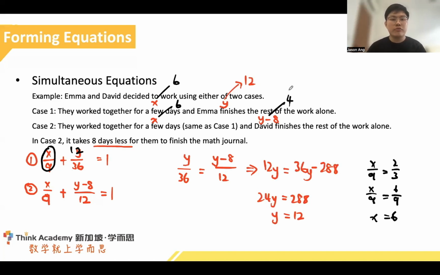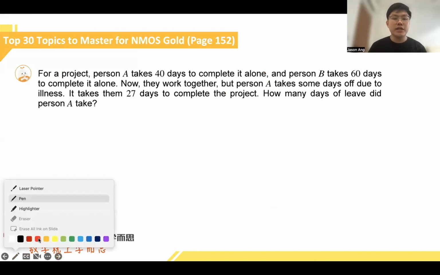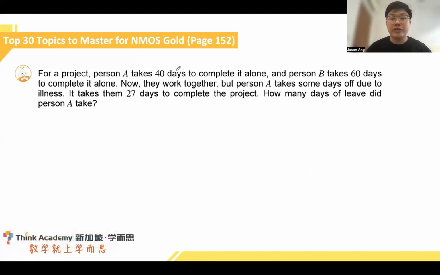So we have learned how to form the rates and how to form the equations. We can even apply them inside our NMOS question. So for a project, we notice that person A takes 40 days to complete alone, and person B takes 60 days to complete it alone. We already have the rates of A and B. Now, they work together, but person A takes some days off due to some illnesses. We notice that they take a total of 27 days to complete the project.